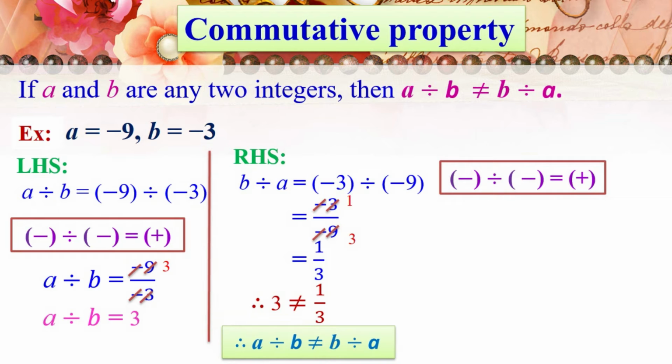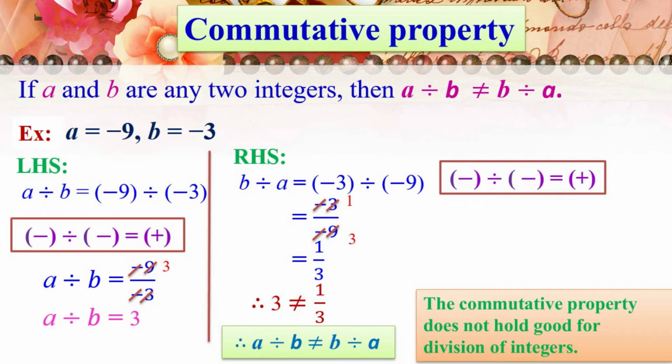LHS is not equal to RHS. Therefore, a divided by b is not equal to b divided by a. The commutative property does not hold good for division of integers.